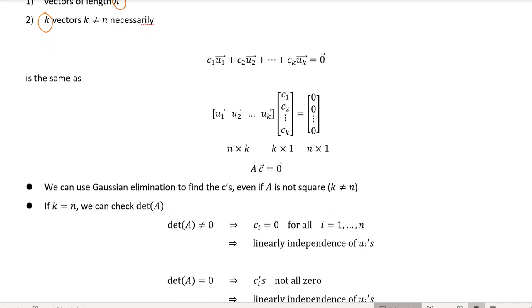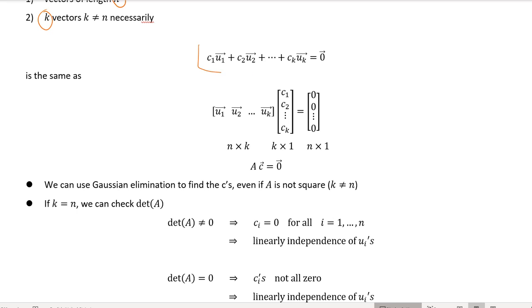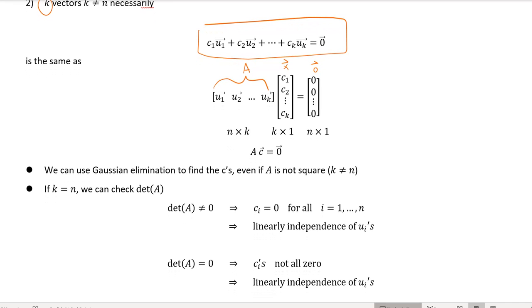So the algebra is very similar. First we set up this equation, and then this actually gives us a linear system, right? We have the u's as the column vectors of this matrix A, and c is what we want to solve for, so this is like the solution x. And then the right hand side is the 0 vector. We can use Gaussian elimination to find the c's, even if A is not a square.